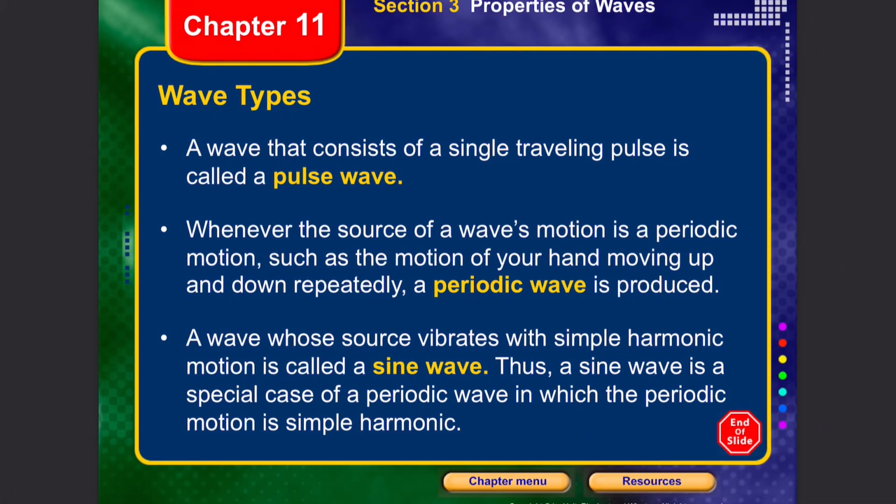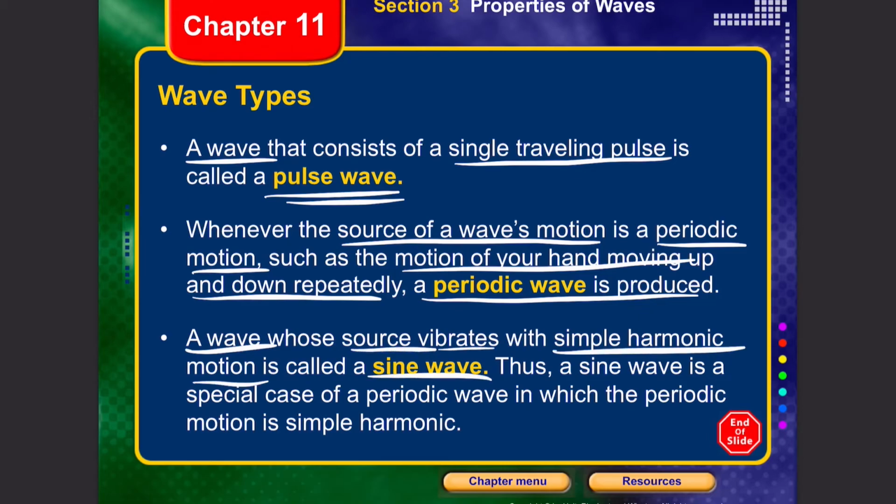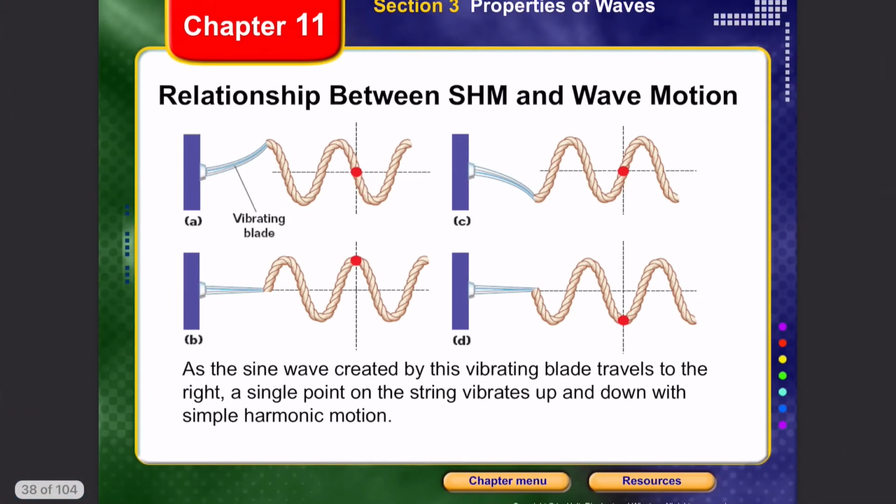So there are three types of waves that we can think of. A wave that consists of a single traveling pulse, we call a pulsed wave. Whenever the source of wave motion is periodic motion, such as the repeated motion of a hand moving up and down repeatedly, we call that a periodic wave. And a final one, a wave whose source vibrates with simple harmonic motion, we call a sine wave. A sine wave is a special case of periodic wave in which the periodic motion is simple harmonic.